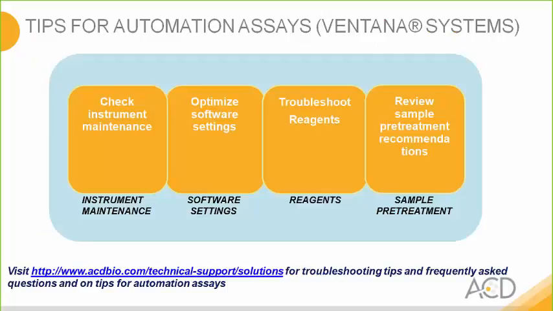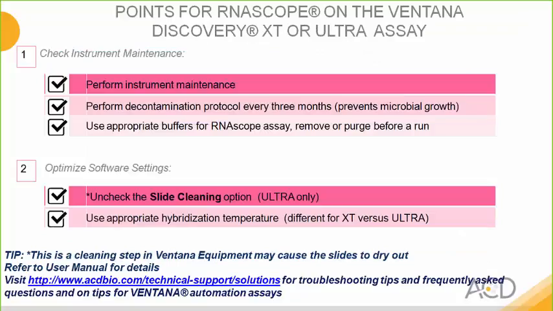Tips for the automation assays, specifically on the VENTANA systems, is that you check the instrument maintenance, that you're optimizing the software settings if needed, troubleshoot reagents, and review the sample pretreatment recommendations. In particular, for checking the instrument maintenance, it's important that you perform decontamination protocols every 3 months to prevent microbial growth on the equipment, and that you're using the appropriate buffers for the RNAscope assay.